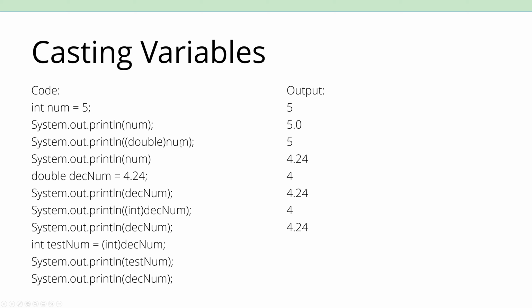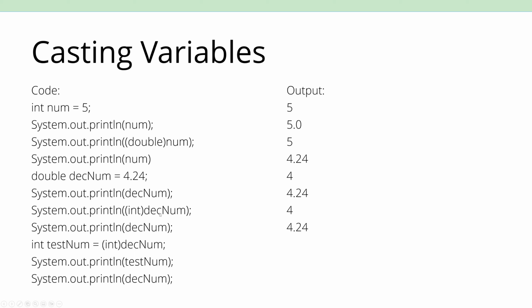But what I did on the previous line is I said, hey, I want you to temporarily consider the value inside of num as a double. All right, so next we declared decnum as a double type, and we assigned the value of 4.24. When I print out decnum, it prints 4.24.